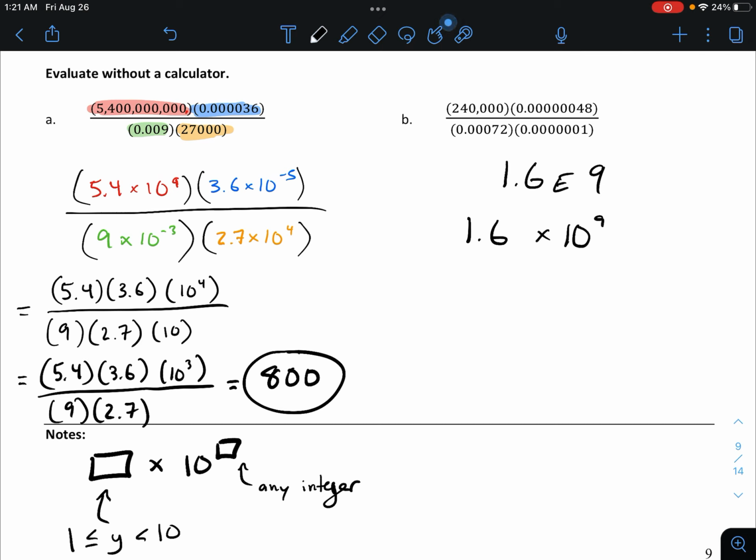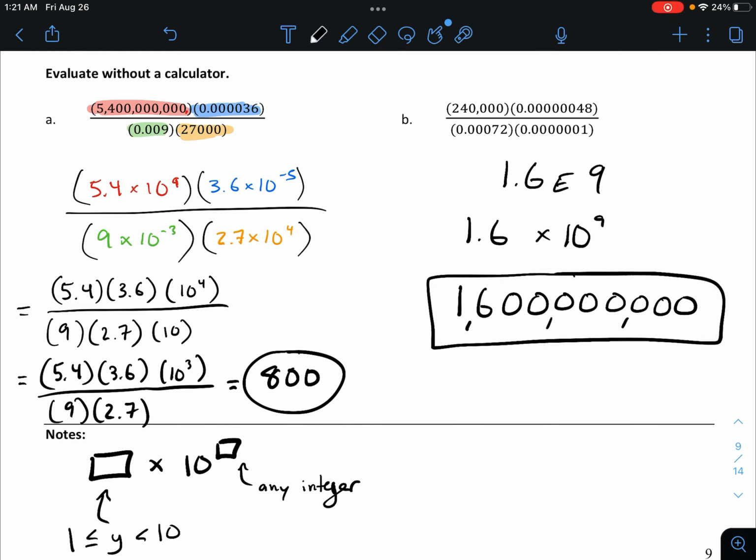Okay, but if you do this out by hand and you change everything to a power of 10 like we did, and you do all your reducing and multiplying, you should get 1, 6, and then if I move this 9 places, we should get 8 zeros. So get your commas in there, and we get 1,600,000,000. All right, so do this problem the exact same way as you did example A.